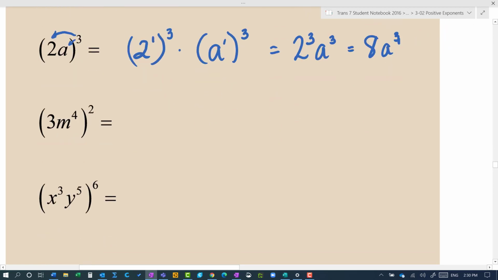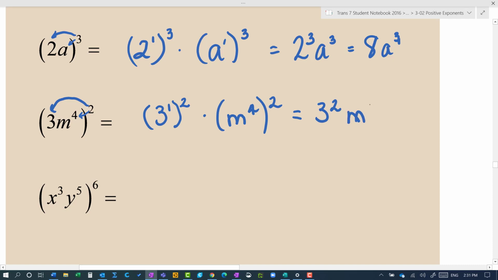So in the next example, we're going to raise 3 to the second power, and we're going to raise m to the fourth to the second power. So that's the same thing as taking 3 to the first power, it has that understood 1 as an exponent, and raising it to the second power. And then multiplying that by m to the fourth raised to the second power. So see if you can figure out what this would equal. You should end up with 3 to the second, m to the eighth, we're multiplying those exponents, which equals 9m to the eighth.